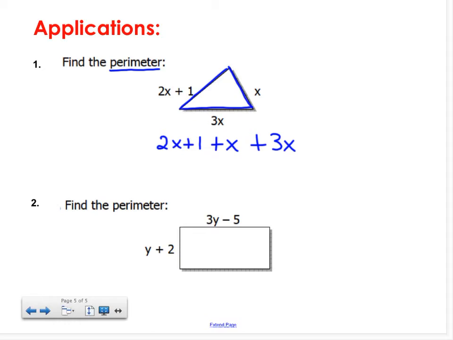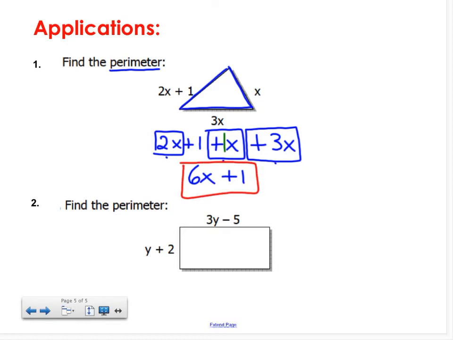Well, look, we can combine like terms to simplify this. We have a plus 2x, a plus x, and a plus 3x. Let's combine those variable terms. 2x's plus 1x, that's 3, plus 3 is 6, so I'll get 6x. Notice that if you don't see a number in front of this x, it's a 1. So when I'm combining those coefficients, I have 2 plus 1 plus 3, that gave me 6. That's 6x. And I can bring down the 1, and that's an expression for the perimeter. Okay? There's the perimeter. Let's do the last one.